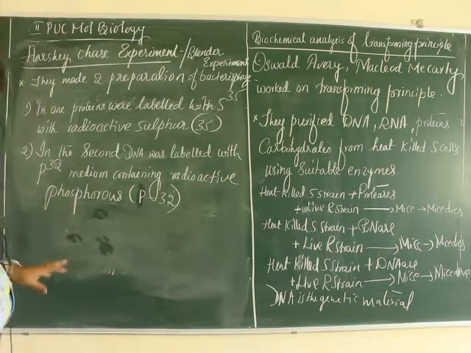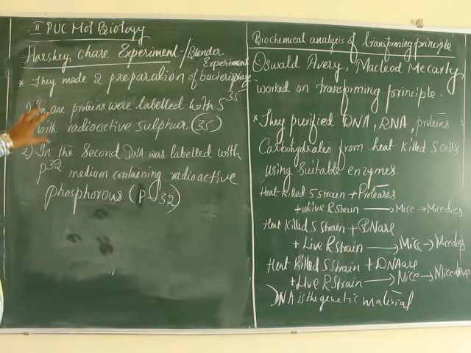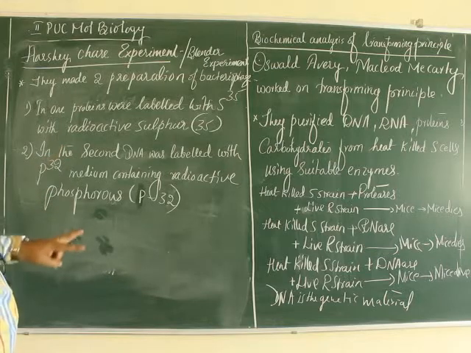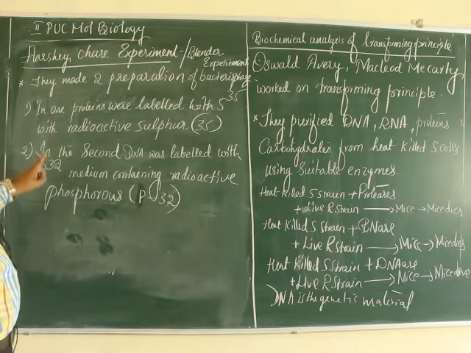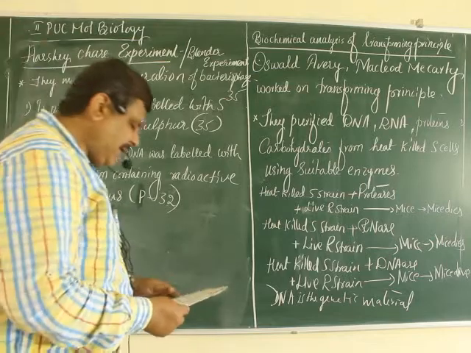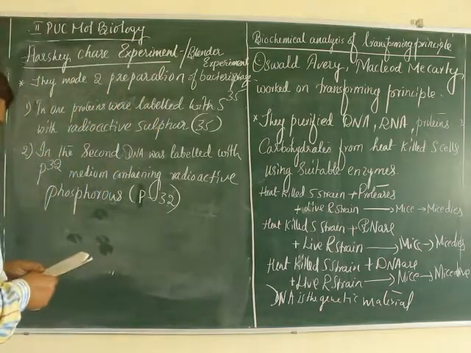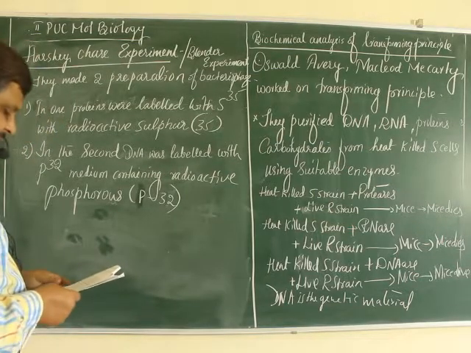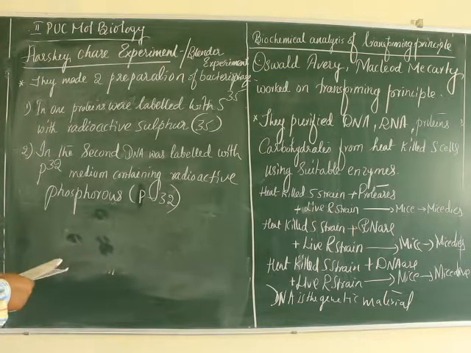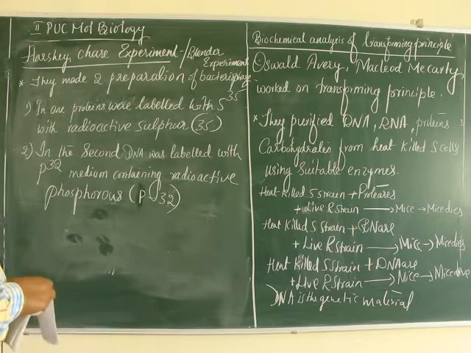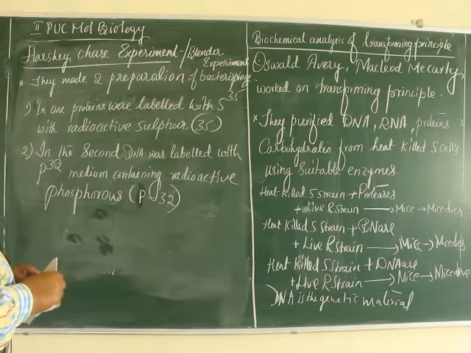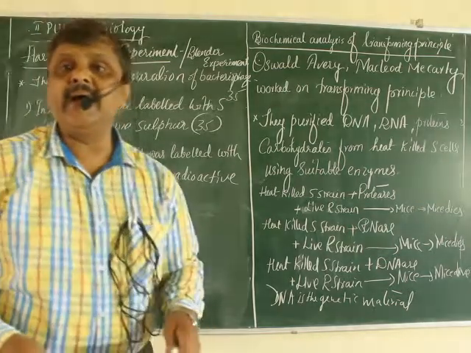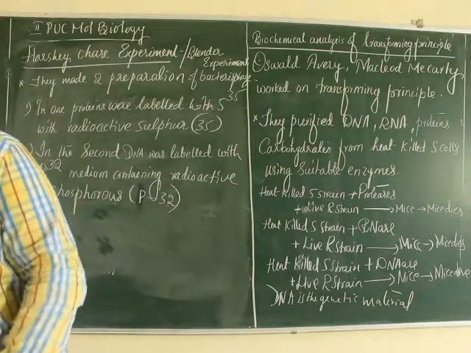But you remember this much: the Hershey and Chase experiment is also called the blending experiment. In this experiment, they made two preparations of bacteriophages. In one, proteins were labeled with S35 by putting the radioactive sulfur 35. And in the second, DNA was labeled with P32, the radioactive phosphorus. How they continued their experiment, I'll explain in the next video. Okay.